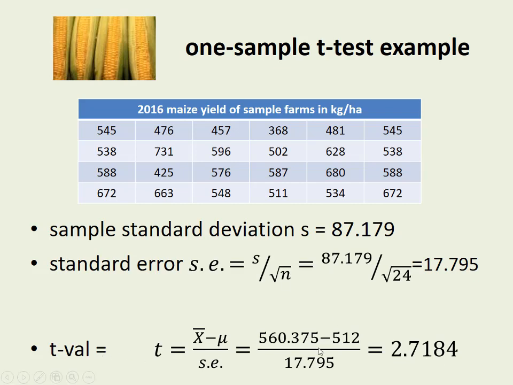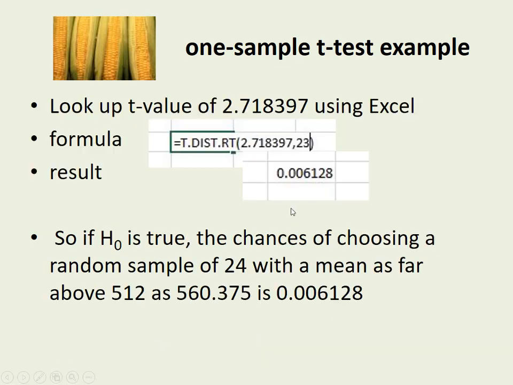And what percentage of t-values are that big? Well, you can look it up in Excel. So type this in, put that number in there. 23 is the number of degrees of freedom for that t-value, and it tells you that only 0.00628 of t-values are that big. So a very small proportion. So this is your p-value. That's the probability of getting a sample with a mean that big.